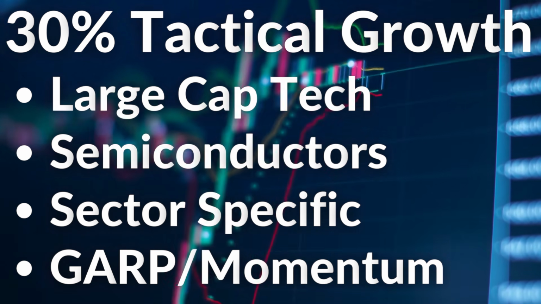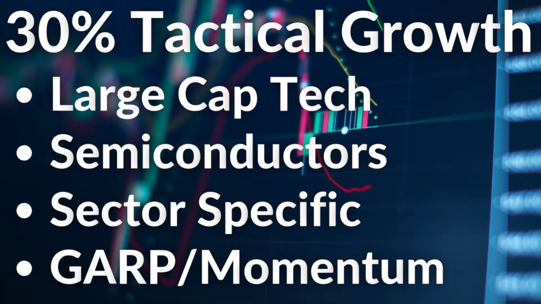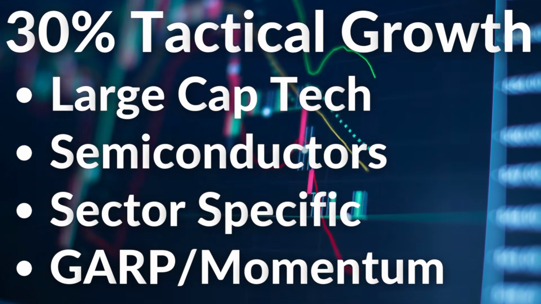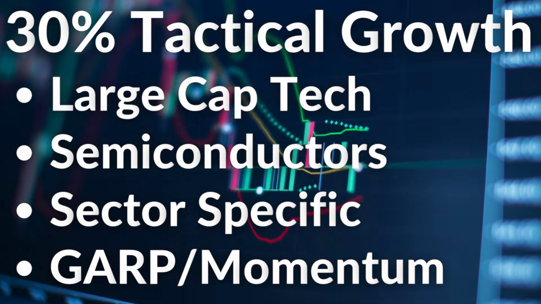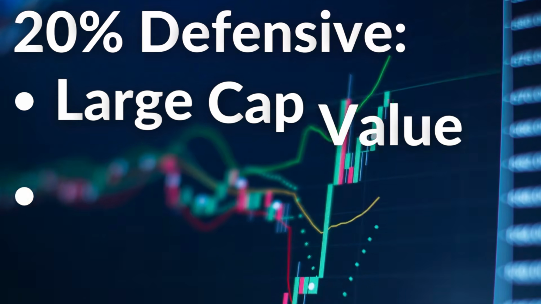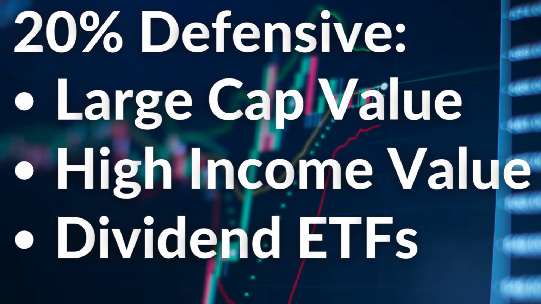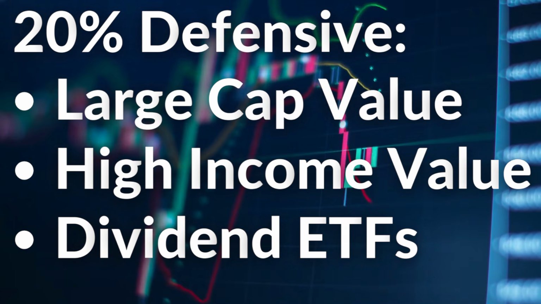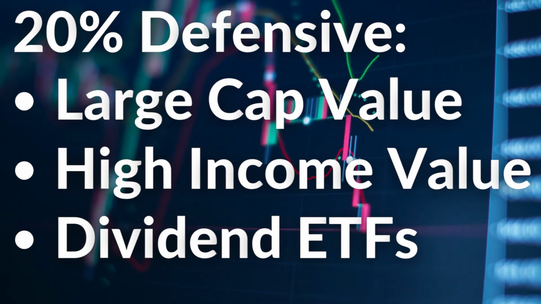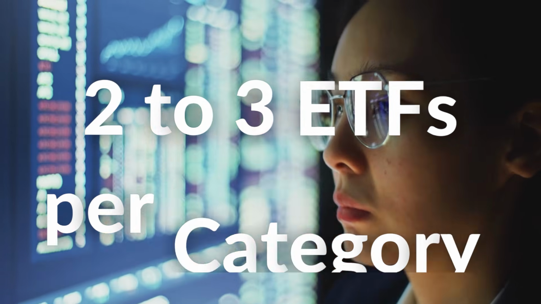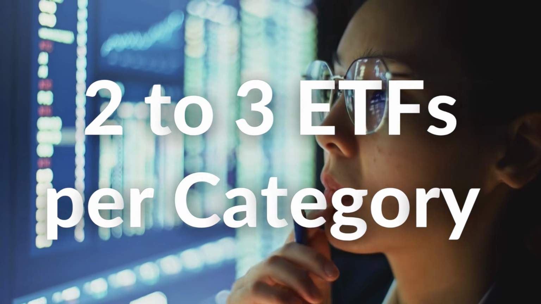This is where I incorporate ETFs that align with the current economic environment, like semiconductors, large-cap tech, or growth-enhancing strategies. And finally, the 20% bucket is your defensive hedge. This section focuses on defensive equity, dividends, and high-income ETFs with more of a value tilt, something that helps buffer volatility when markets get choppy. In my opinion, each of these sections only need 2 and maybe up to 3 ETFs maximum. Anything more than that usually becomes unnecessary overlap.